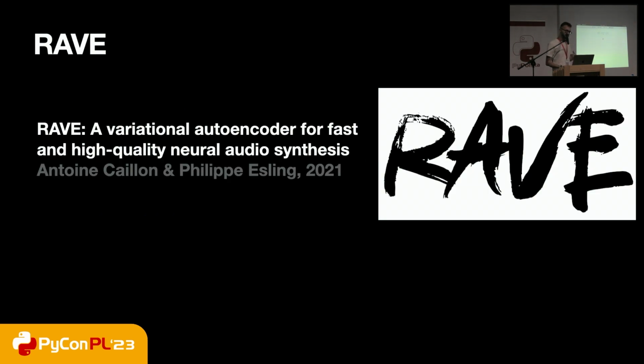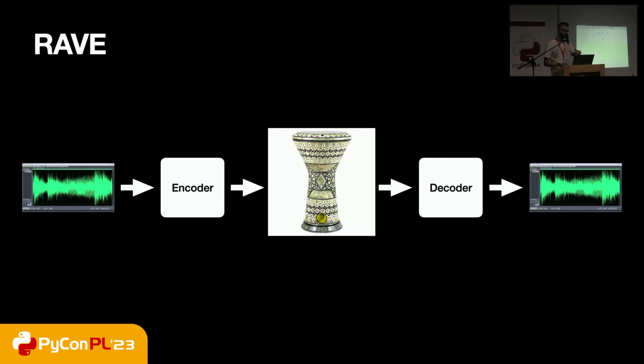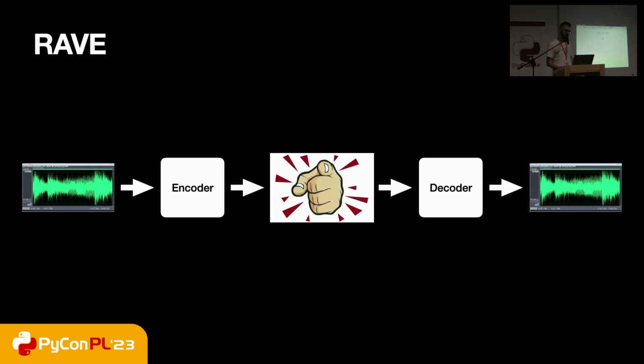There's RAVE, which is a variational autoencoder for fast and high-quality neural audio synthesis. This is probably my favorite one. What it does, it takes a bunch of audio, compresses it into a latent representation, whatever that would be, and it allows you to produce more audio like that. And it also kind of remembers the structure of your music, so it encodes your audio in its temporal dimension. So you can train it to produce more darbuka, or more Beethoven, or more of your voice.